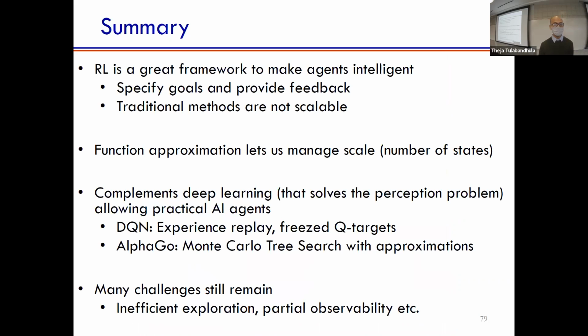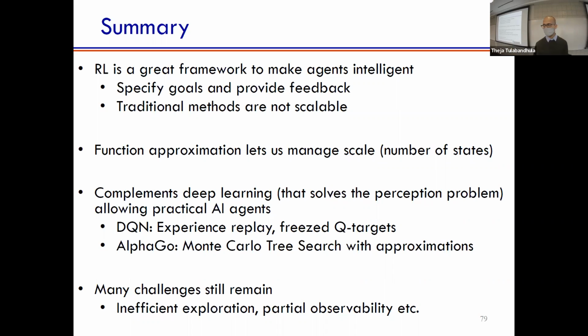Okay, so let me just summarize. We are ahead of time, but what we've seen today is function approximation, a case study with DQN, which is also part of your assignment, question number 3, and also a case study with AlphaGo. As part of AlphaGo, we also introduced the forward search problem, simple Monte Carlo search and Monte Carlo tree search, at least informally.